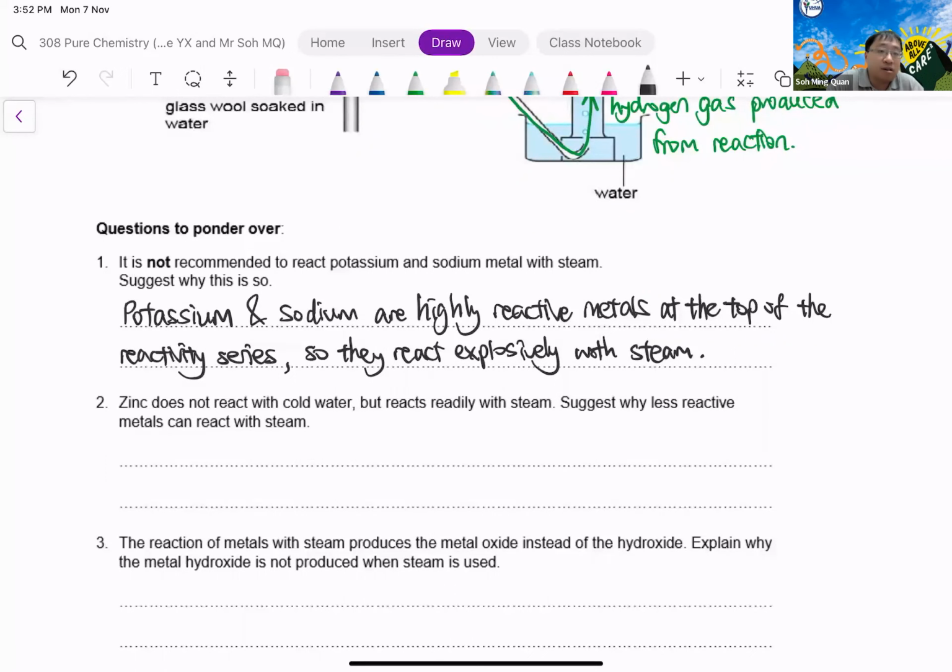The second question, zinc. Zinc is an example of a metal which doesn't react with cold water, but it will react readily with steam. If you were to heat up the zinc with steam, it reacts readily. But why? So suggest why less reactive metals like zinc are able to react with steam. So this one, we briefly alluded to it. It has to do with the fact that steam is obviously at a higher temperature.